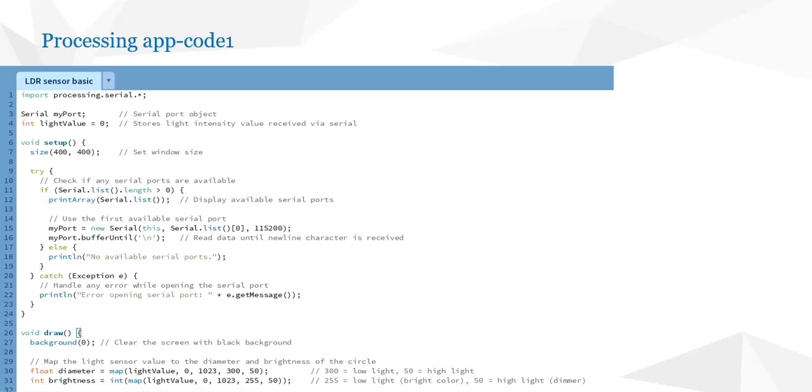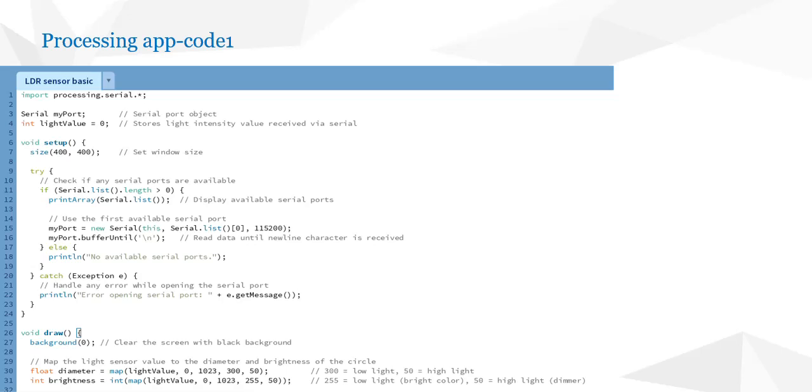The setup method of the processing sketch will be called only once. In this method we need to read data received from the Arduino. I will check if any serial port is available. I will use the if statement, and the Serial.list method will return the number of available ports.